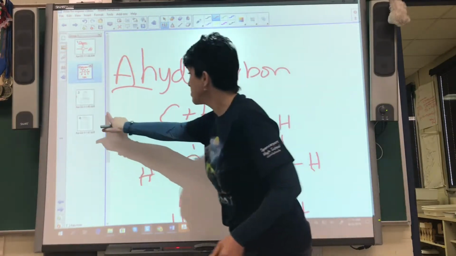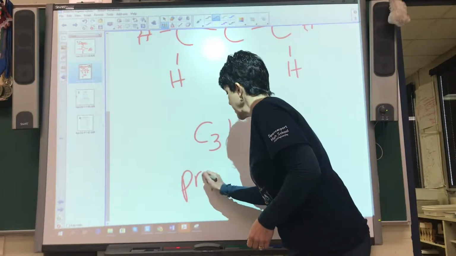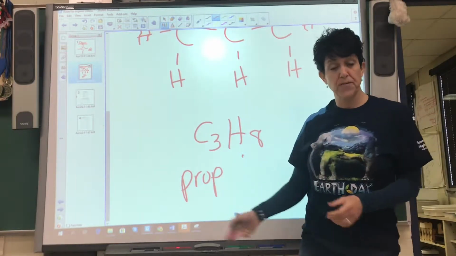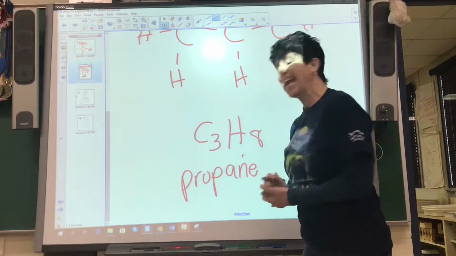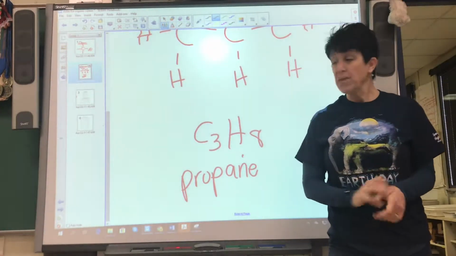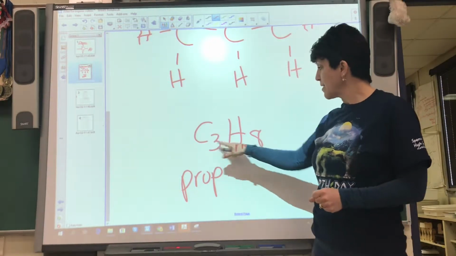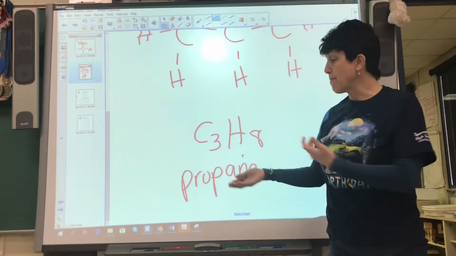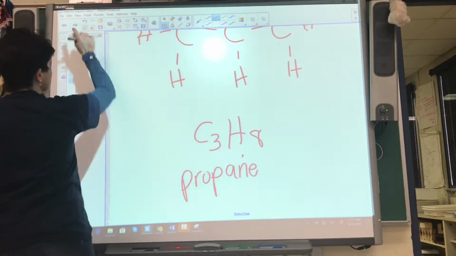So to name this molecule, first, I write prop because that is the prefix for having 3 carbons. And then the ending would be ane because it's an alkane. Propane is the gas that's in a grill. So this hydrocarbon is a molecule that you actually are familiar with. All right, let's try a couple others.